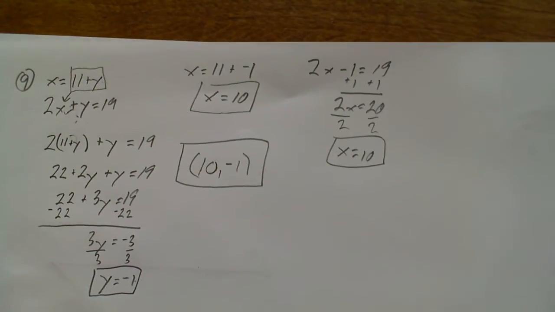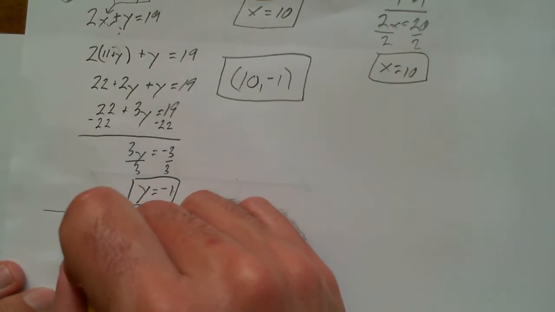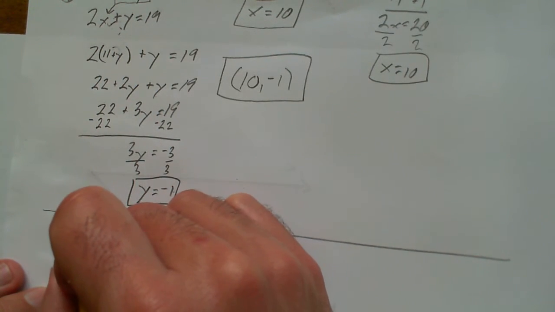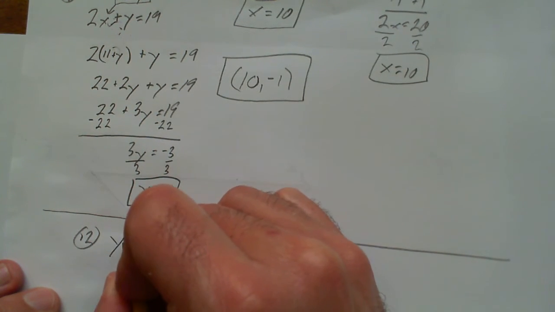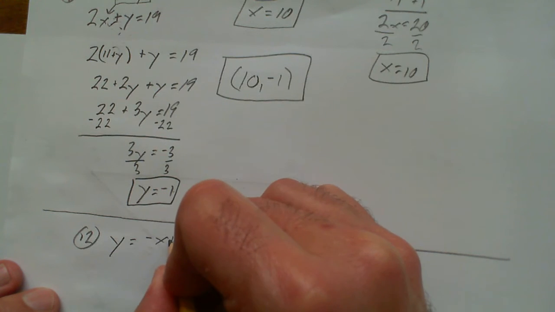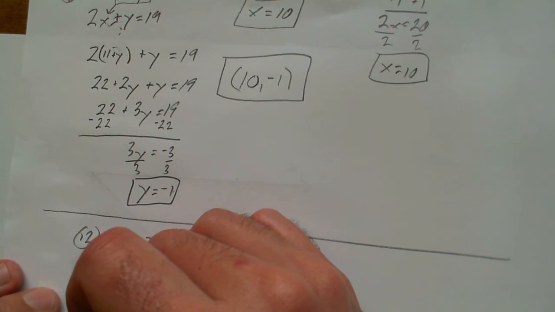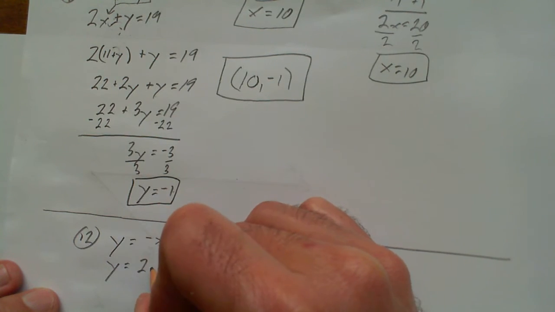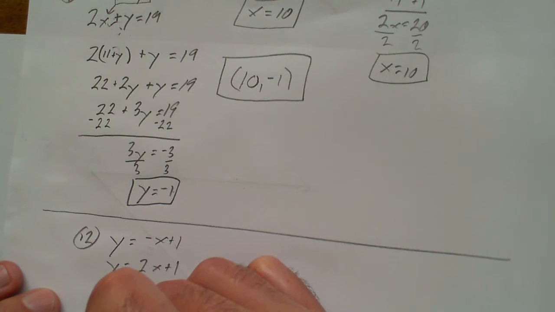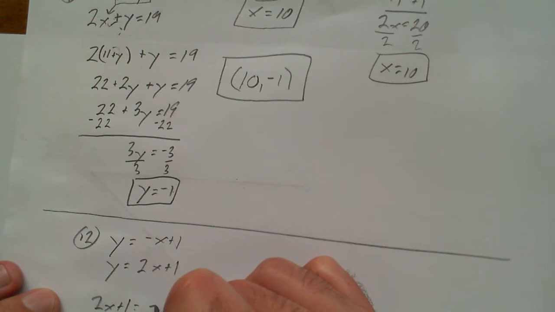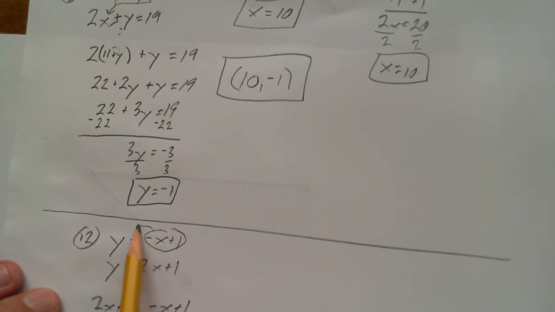Okay, let's try this problem here. Solve the system of equations. This is number 12. y equals negative x plus 1, and then y equals 2x plus 1. We can set them equal to each other and say 2x plus 1 equals negative x plus 1, because basically they're both equal to y. So if this is equal to y, I have a y right there.